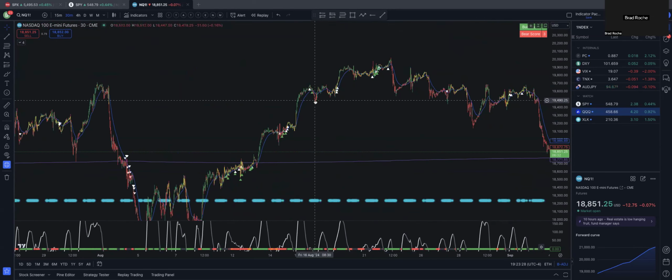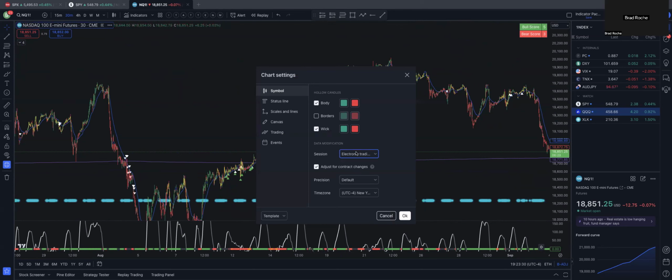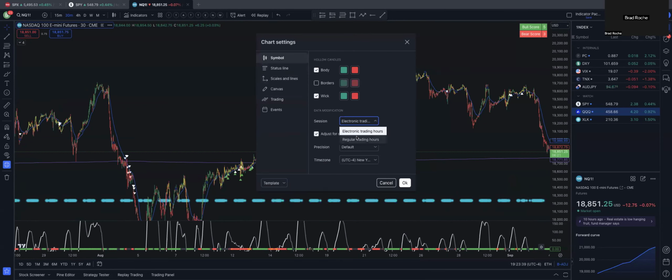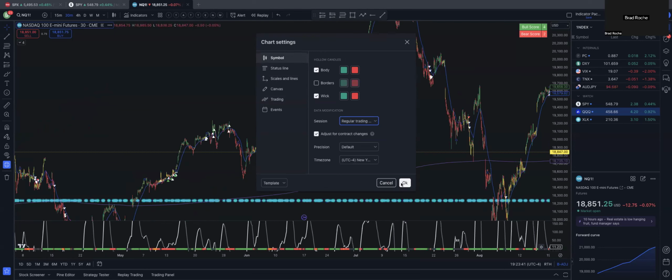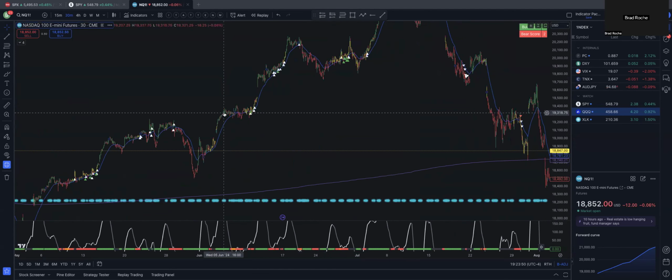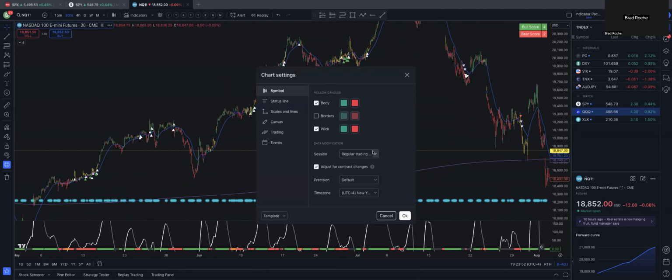So you go here and you double click the price action, like you're going to edit the chart, like change the color or whatever. But then you go to regular trading hours and you switch to regular trading hours. And then you do it that way. That's all you got to do. So you double click the price action, whether you're on your phone or whatever, just double click the candlesticks and then go to this session and change it to regular trading hours.